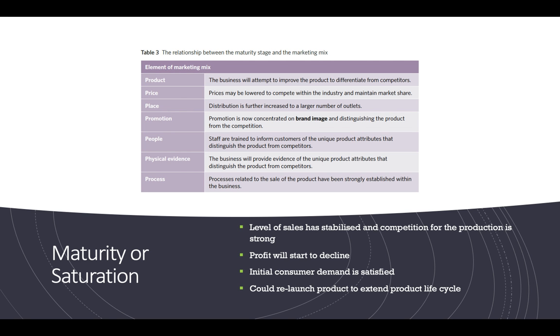product, the business is going to try to improve the product to differentiate from competitors. Prices may be lowered to compete with the industry and maintain market share. Distribution is further increased to a large number of outlets. Promotion is now concentrated on brand image and distinguishing the product from the competition. So trying to make it more popular than the other products. Staff are trained to inform customers of the unique product attributes that have been added to the product. So previously a product was this, and now we've improved it, so it's going to benefit you this way.